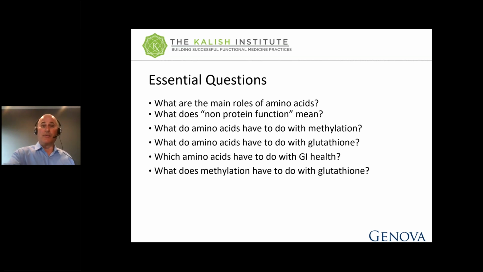So essential questions that we want to think about: the main roles of amino acids, we talked about that. Protein synthesis. If someone ever comes up to you on the street and they look at you and they say, this has never happened to me, but it could happen, right? What are the main roles of amino acids? You should not hesitate. You should just immediately say protein synthesis. You have to practice that in case it ever happens.